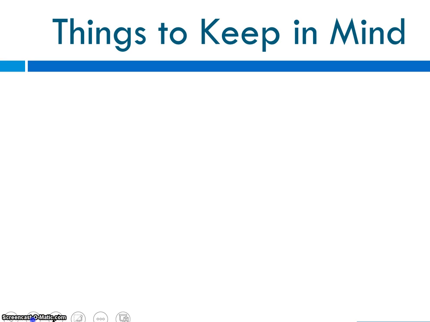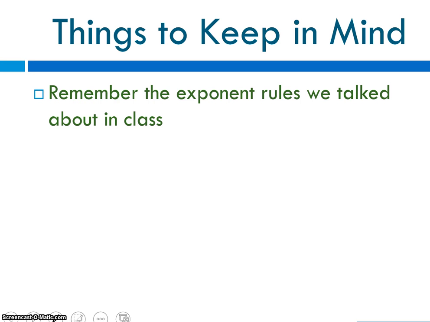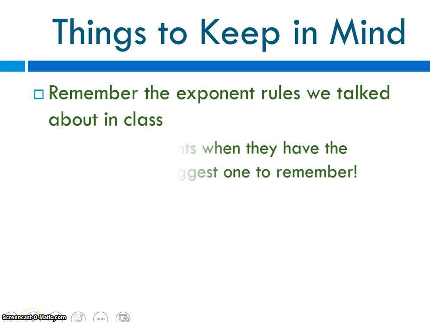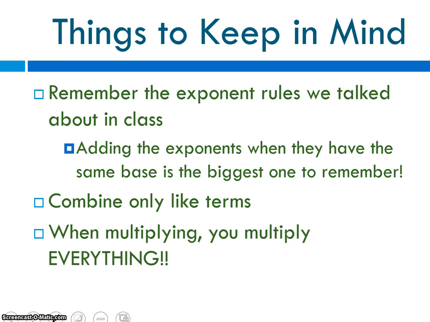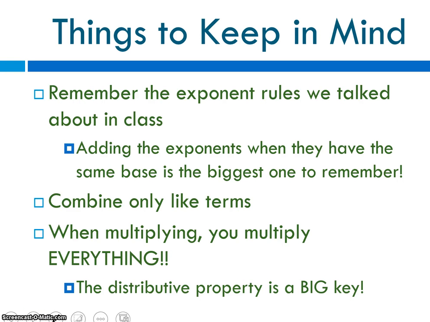Some things we need to keep in mind are to remember the exponent rules we talked about in class. The biggest one to remember is adding the exponents when they have the same base. Don't forget to combine only like terms, and when multiplying, you multiply everything. The distributive property is the big key here.